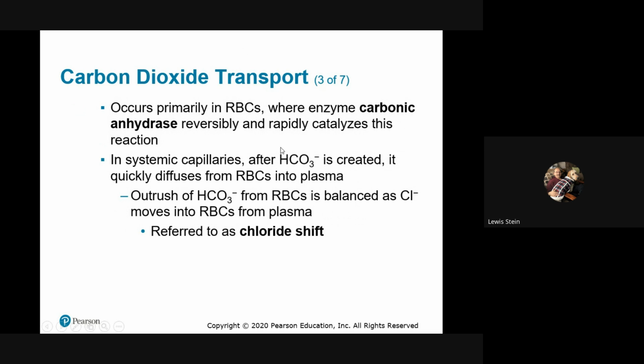So carbonic anhydrase, very useful. In the systemic capillary, the bicarbonate is created, and it quickly diffuses from red blood cells into the plasma. This is interesting. This is the chloride shift. The bicarbonate from the red blood cells is balanced as chloride moves into the red blood cells. Chloride shift, when we get to digestive, is a player, very important in creating hydrochloric acid in the gut. Those really important anions, bicarbonate and chloride, are big players. We already looked at chloride gated channels in the nervous system and the role they play.